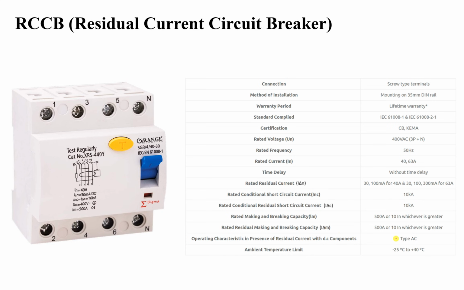Similarly, you can see type AC. It means that this one is used for sinusoidal currents, and this is the temperature range at which it can operate.